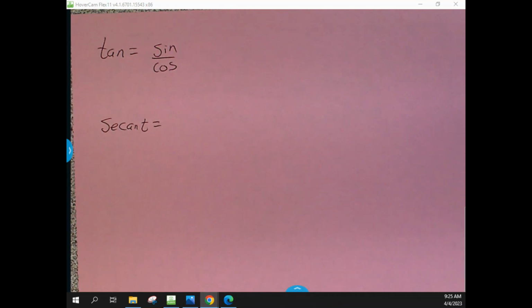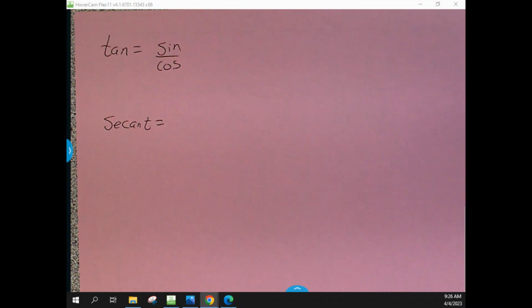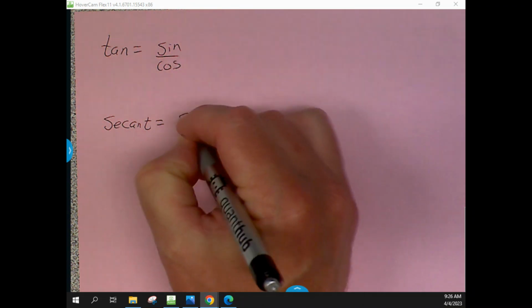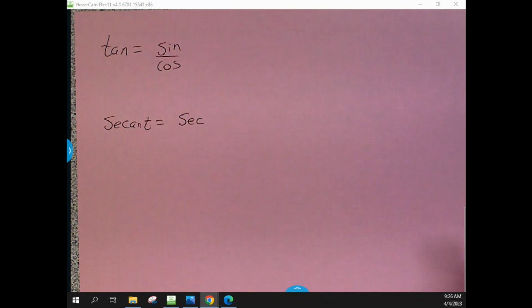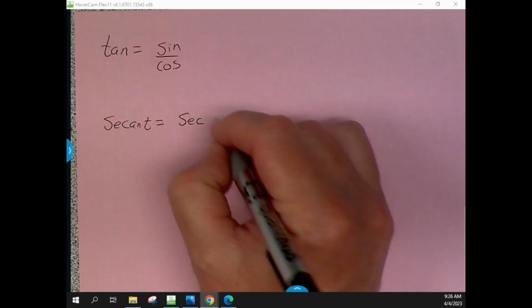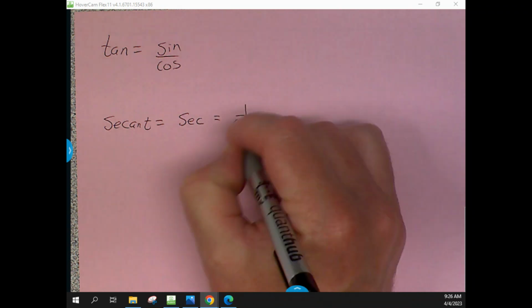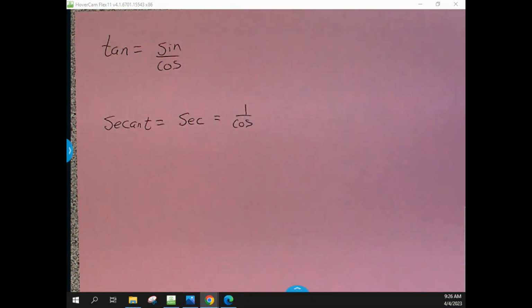Secant. Now, there's a different secant in geometry where secant is a line that hits a circle in one spot. This is not the secant we're talking about here in this case. This is where we're talking about the trig operations. So secant for short is just SEC. And secant is 1 over cosine. So if you know your cosine number, secant is just 1 over, it's the inverse of cosine.